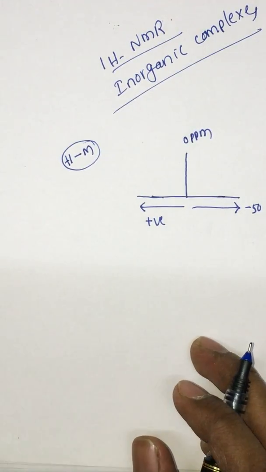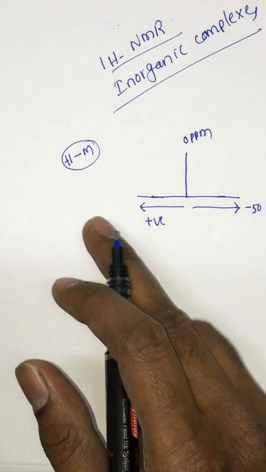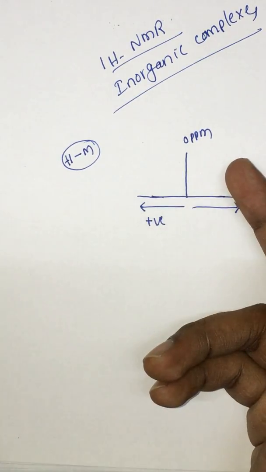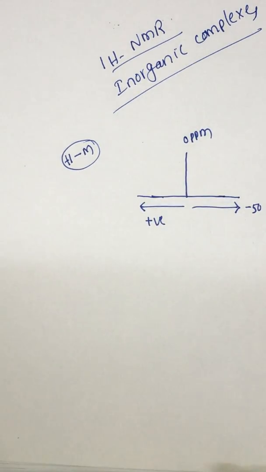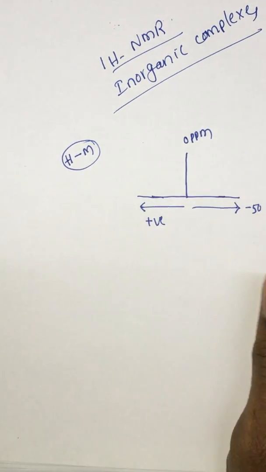For that purpose we can use this NMR spectroscopy. Later I will explain cases where hydrogen is a part of the metal complex but not directly attached to the metal, and how the chemical shift values vary in those cases. First we will see where hydrogen is attached to the metal directly.